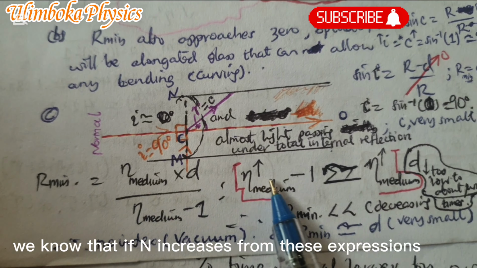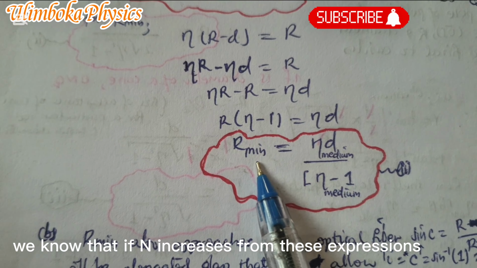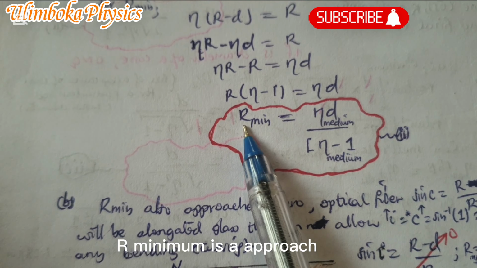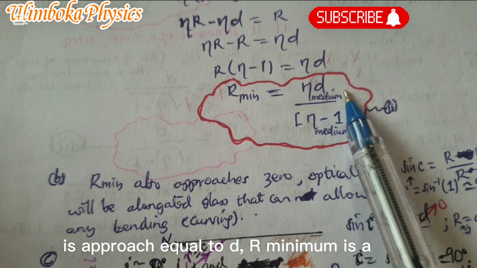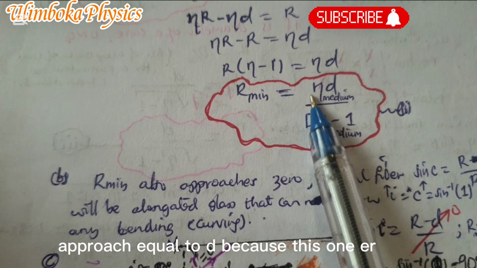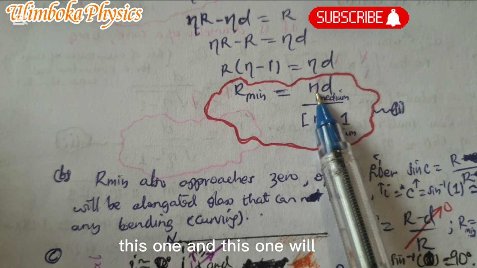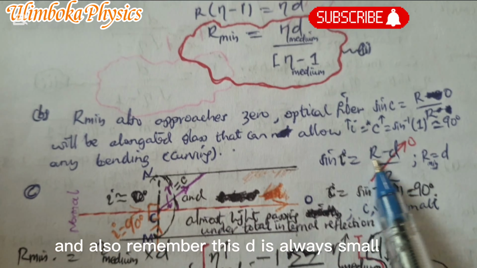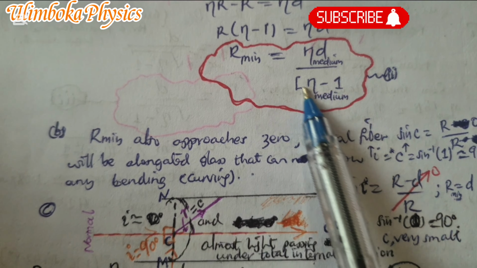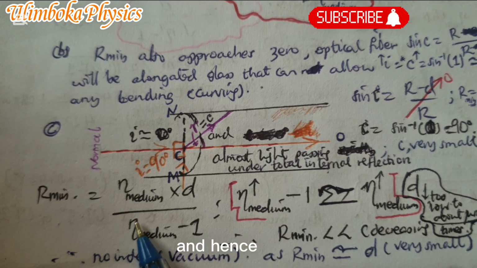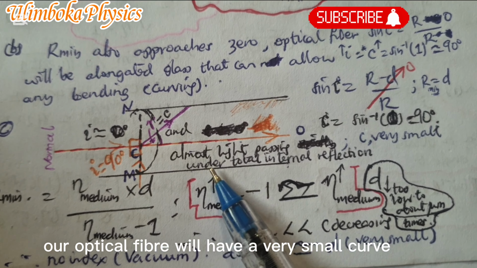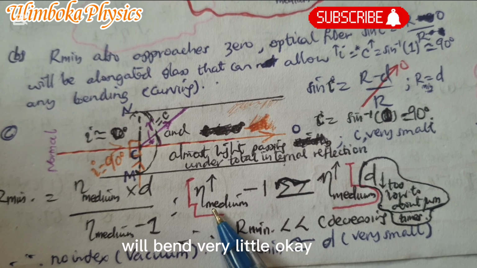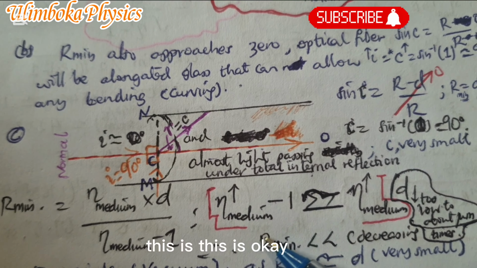if n increases, we know from these expressions that R minimum approaches D, because this one and this one will cancel out. R minimum approaches D. And also remember, this D is always small, so R minimum will be very small, and hence our optical fiber will have a very small curve and will bend very little.